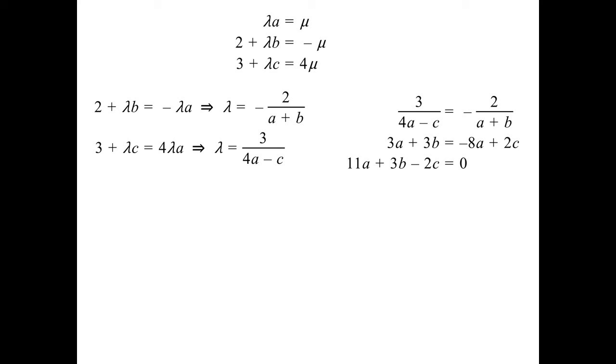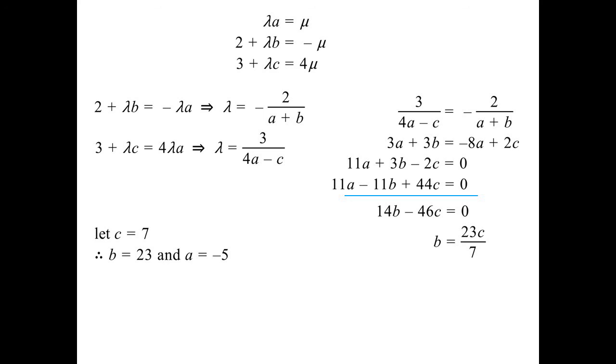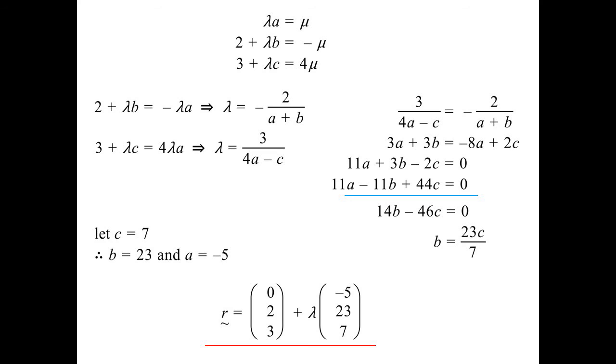Well, solve them simultaneously. The other one was A - B + 4C. So I've multiplied everything by 11, so I can eliminate the 11 A's. That gives me that B is 23C on 7. Now I can pick any number I like. So to make the maths easy, I've made C equals 7. So if C equals 7, B is 23, A is -5, I now have my direction vector.